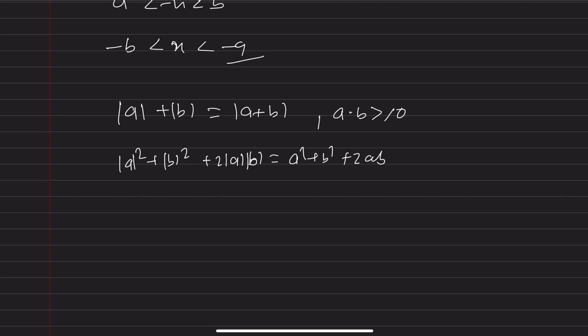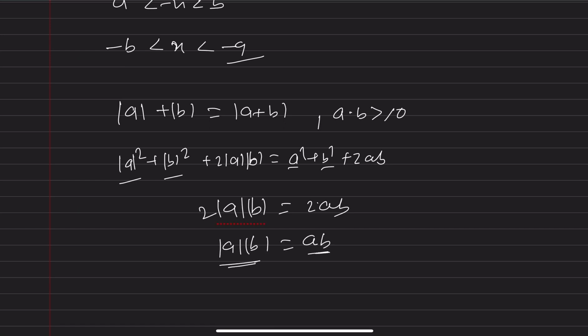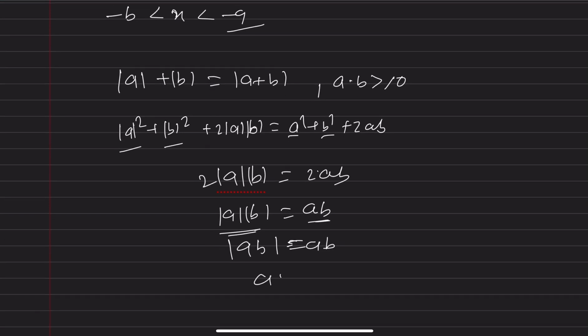And here what we can do, you can see that these values are equal. So 2 mod of a into mod of b equals 2ab, which means mod of a mod of b equals a into b. You can see that here what we have is mod of ab equal to ab. I can write down ab equal to ab. So what does it mean? It means that ab is positive, right? Since it is never going to be 0 and it is equal to ab, it means that ab has to be positive.